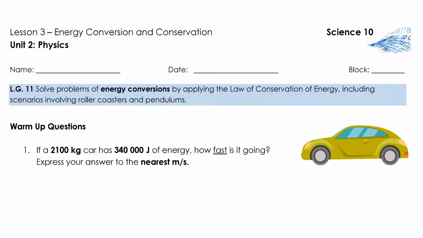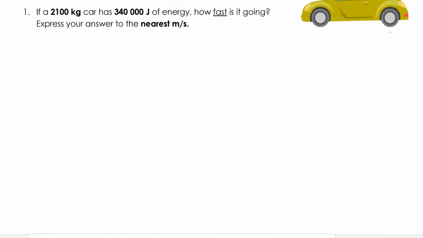Today we're warming up with two questions. Number one, if a 2,100 kilogram car has 340,000 joules of energy, how fast is it going? And number two, where does the energy come from to power this car? Please pause the video here while you do the warm-up questions.